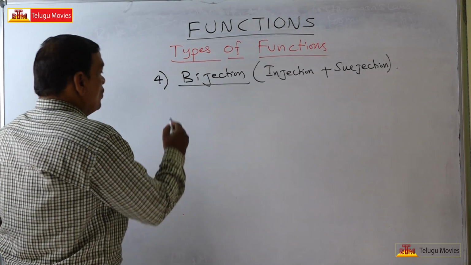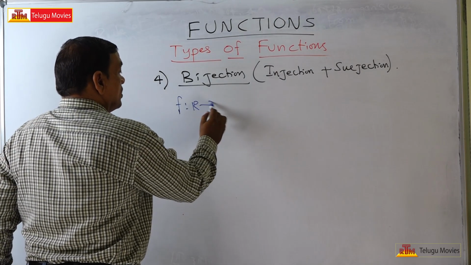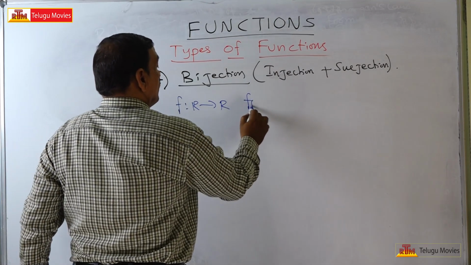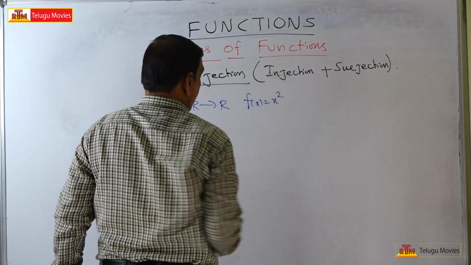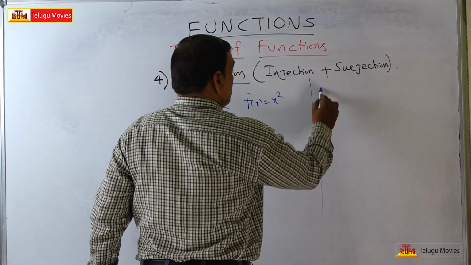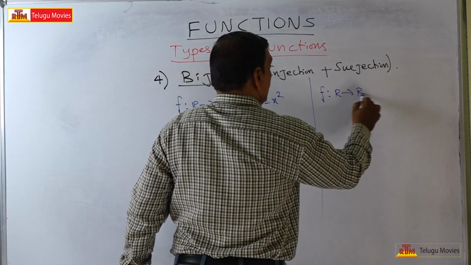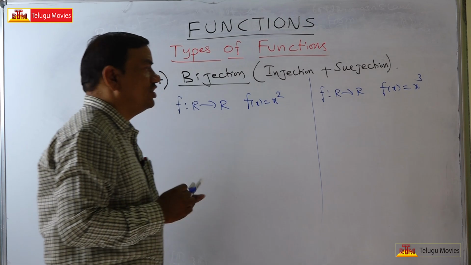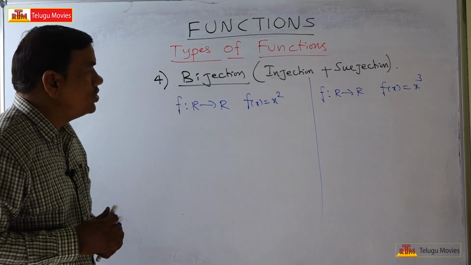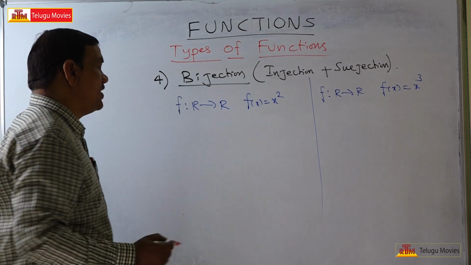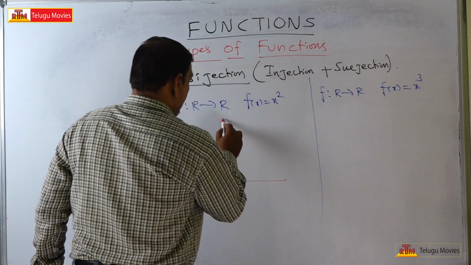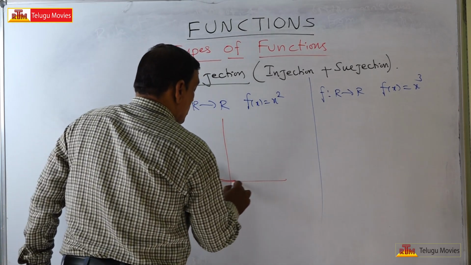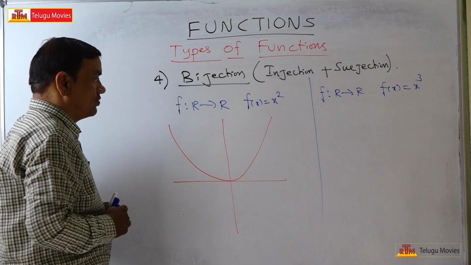Right. So f is a function from R to R, f of x is equal to x square. Let us take another function, f is a function from R to R, f of x is equal to x cube. Let us check whether these two functions are onto functions or not. Let us see the graph of y is equal to x square.